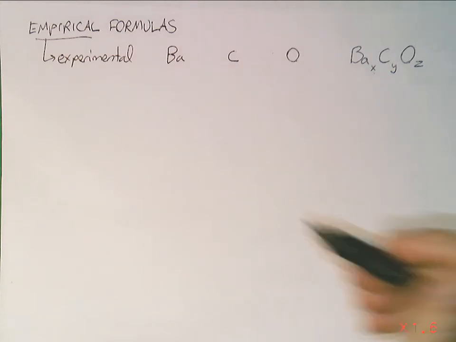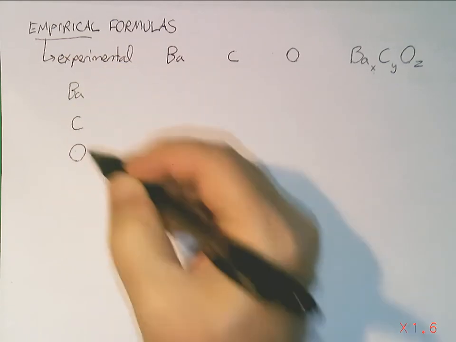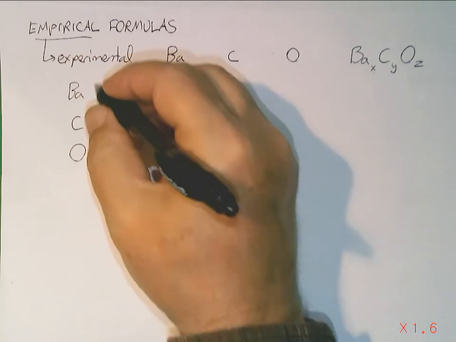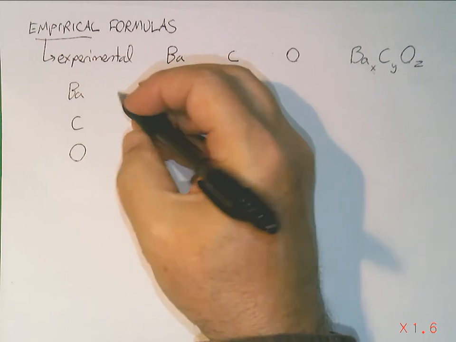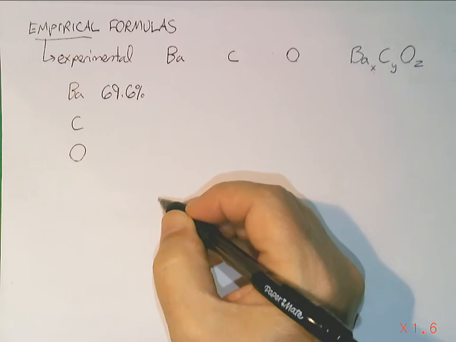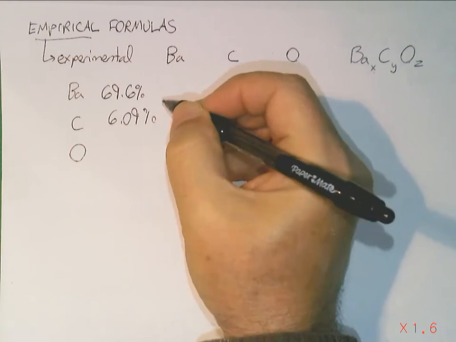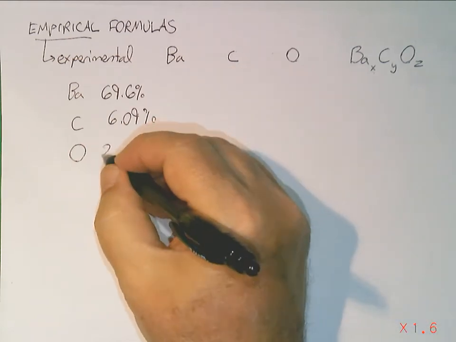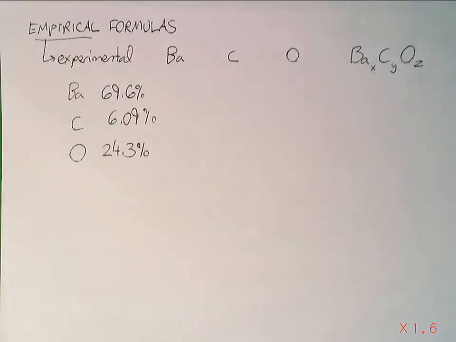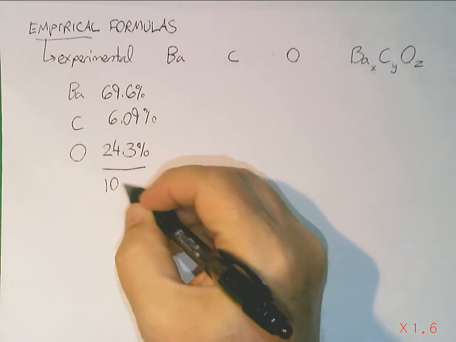Now, let's suppose we did an experiment and we decomposed this compound into its component elements, and we found that it's 69.6% barium and 6.09% carbon and 24.3% oxygen. Now you can double check and see whether these numbers make sense. They all ought to add up to 100%.